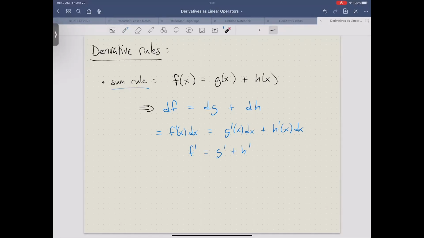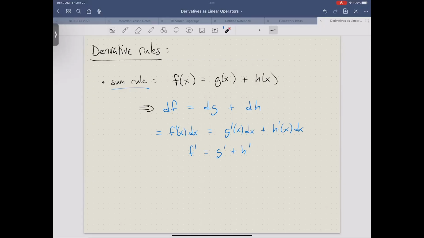I don't know if you want me to derive this. I mean, again, it just comes from the definition. If I take f of x plus dx minus f of x, addition is linear. It's g of x plus dx minus g of x, plus h of x plus dx minus h of x. I don't think anybody in the room doubts it. Yeah, you don't have to derive it. So let me do the product rule.